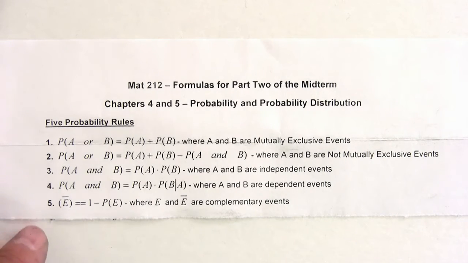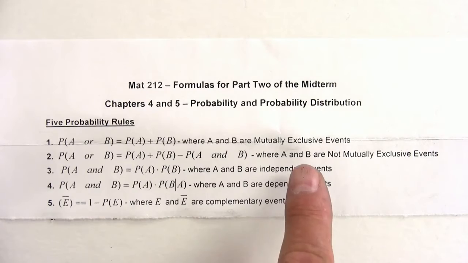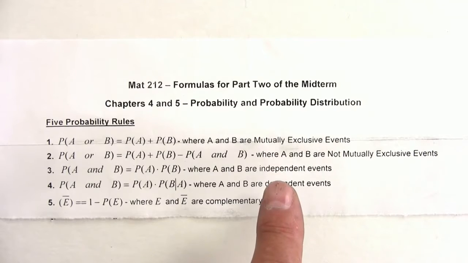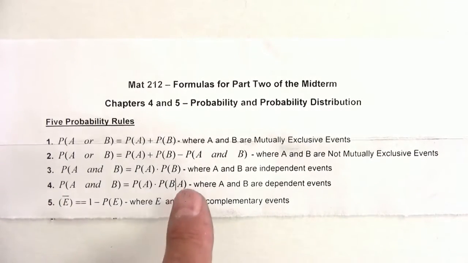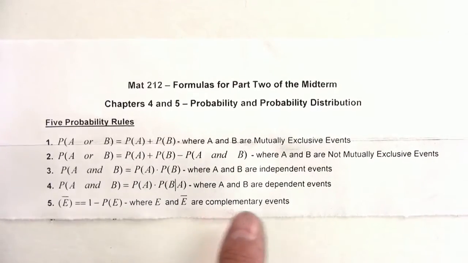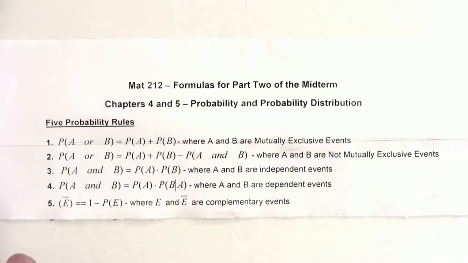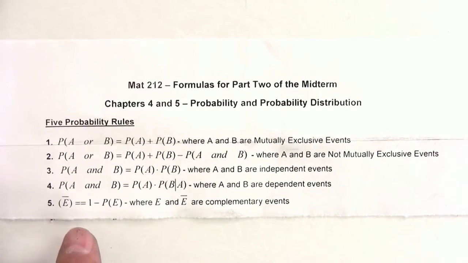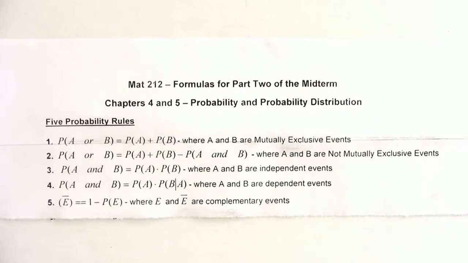We have 5 basic rules of probability. We have 2 for "or." The first one is for mutually exclusive events. The next "or" is where they're not mutually exclusive, and we learned mutually exclusive is when they cannot occur at the same time. Then 3 and 4 are both "ands," one with an independent event and one with a dependent event. Independent means one outcome doesn't affect the next outcome, but dependent means one outcome does affect the next one. And number 5 is where you're using the complementary event, and that occurs whenever you find the words "at least."